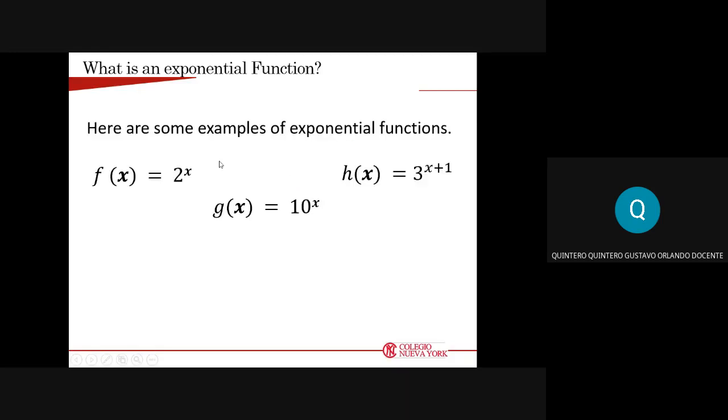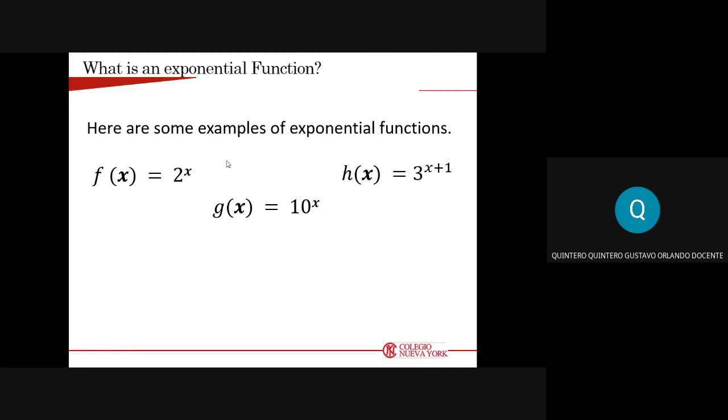Right, take a look at this. Here are some examples of exponential functions. Guys, please tell me what is the growth factor in the function f? In the chat, please take a look at the function f. So this one in here, the one that I'm showing you right now with my mouse. This is the function f, right? 2 to the x. What is the growth factor?